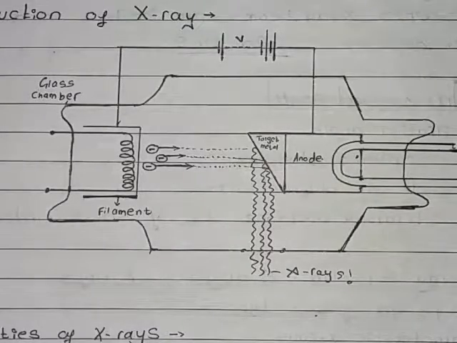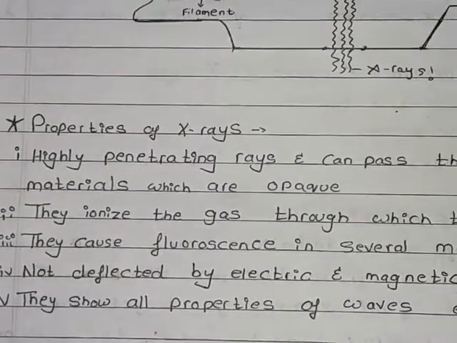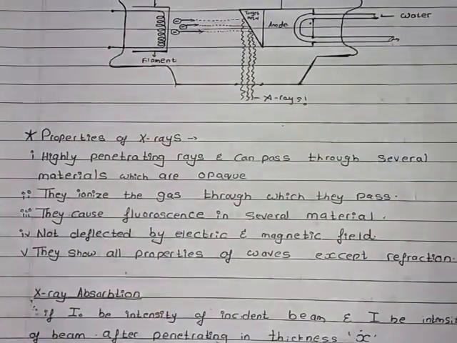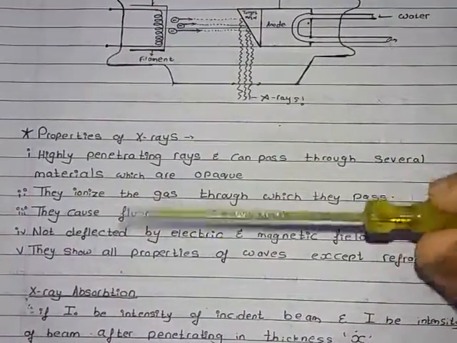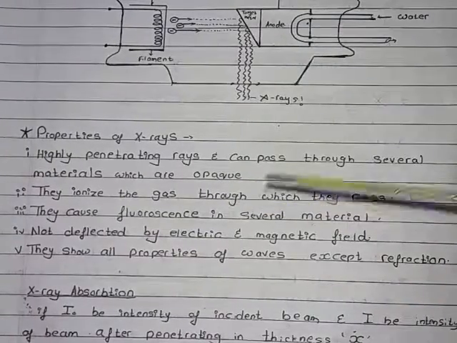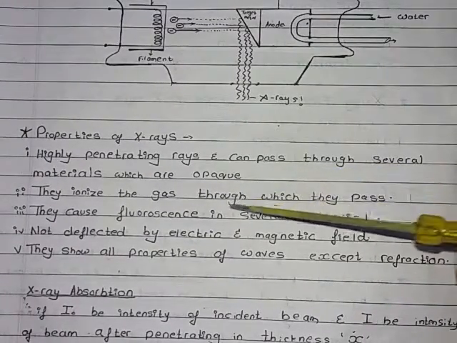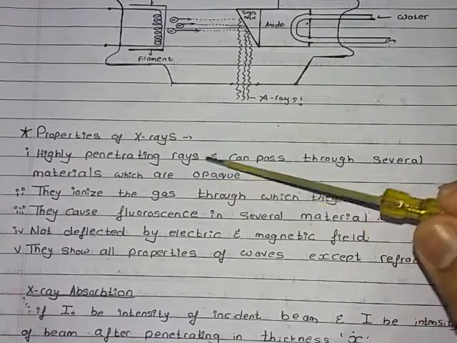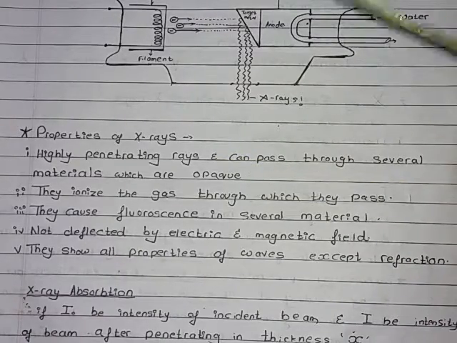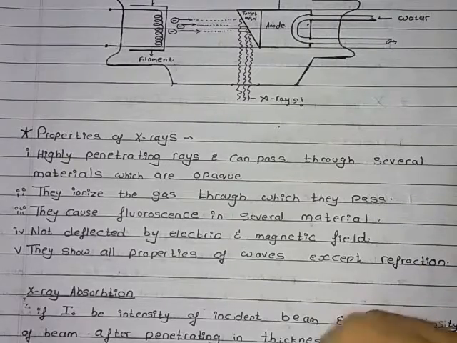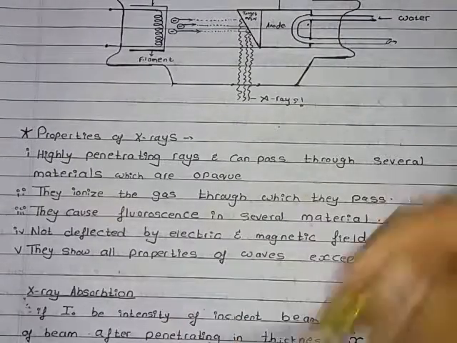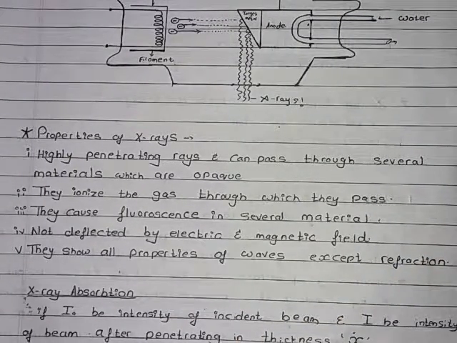I think that was enough for X-rays. Now let's get down to the properties of X-rays. The first point says that they are highly penetrating rays that can pass through several materials which are opaque. Since X-rays are very highly penetrating, they can pass through several solid materials, such as your skin, but not your bones.